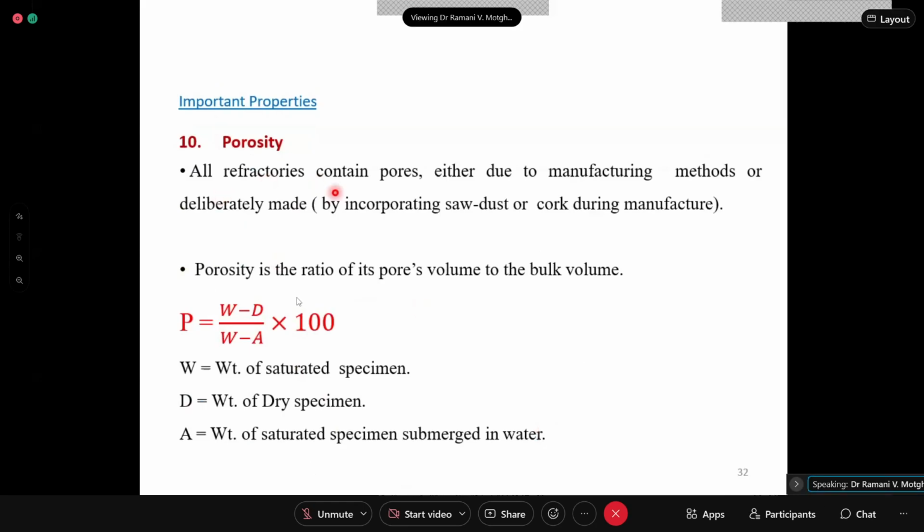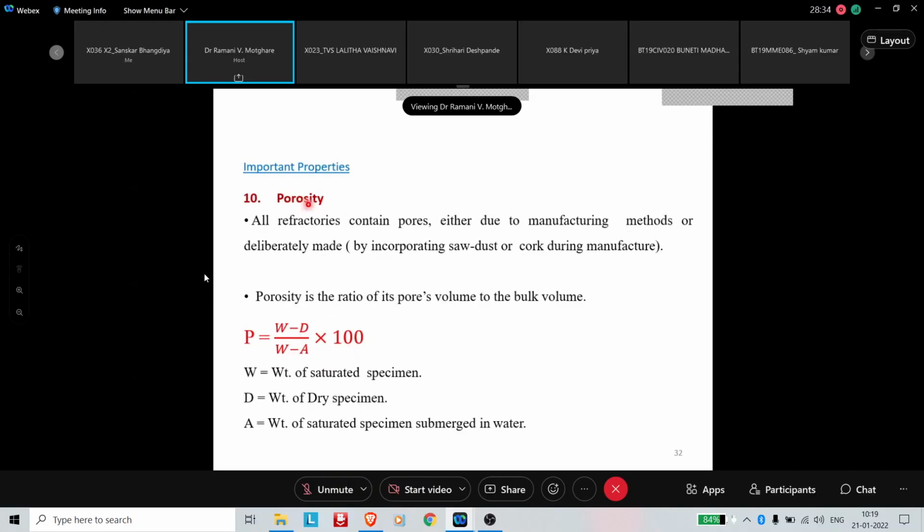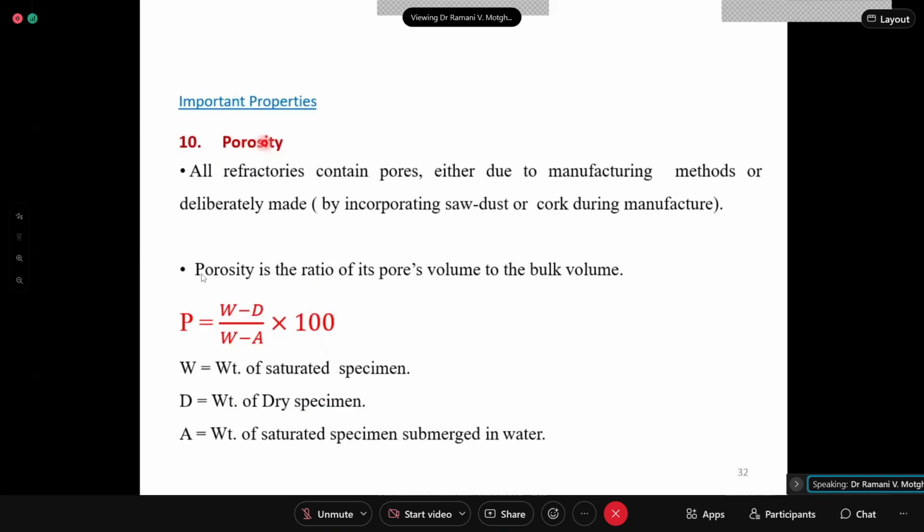So all refractories contain pores, either due to manufacturing method or deliberately made. So you can adjust the porosity of a refractory material. The same material, you can have a high bulk density, you can have a porous refractory, you can have a highly porous refractory. When the refractory brick is made, you can adjust the air entrapment agents, which will adjust the porosity of the material.